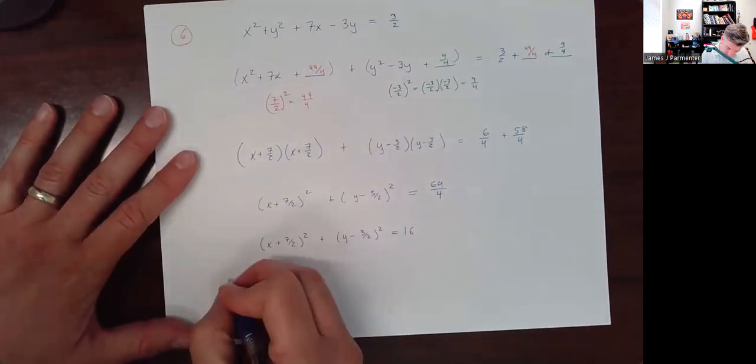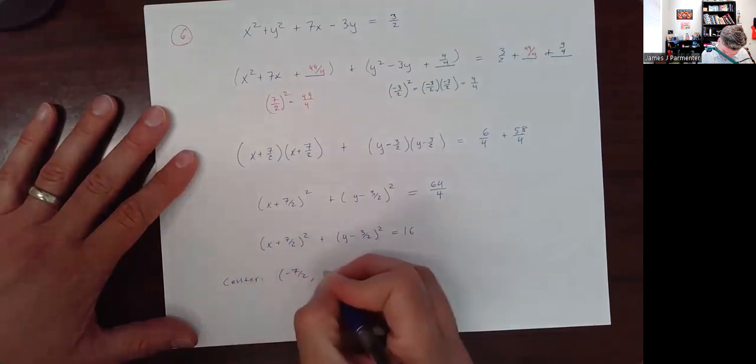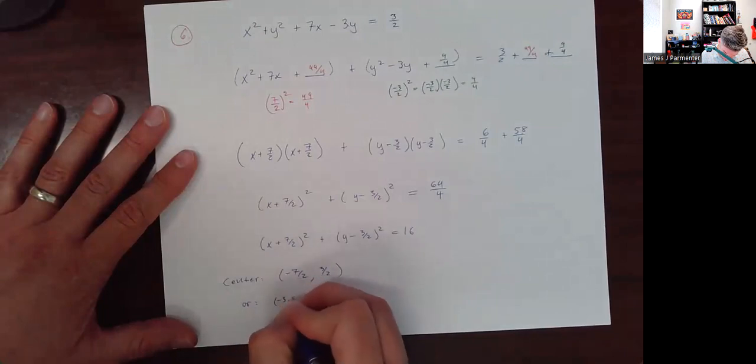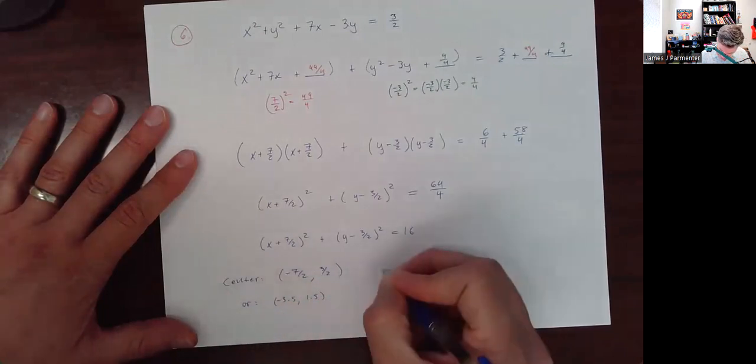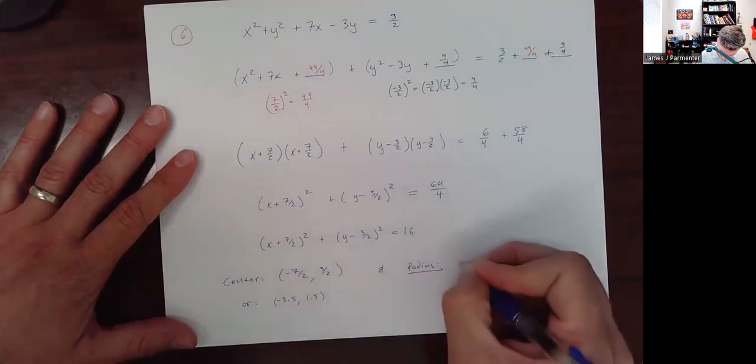And now I can say that the center of this is -7 halves, comma, positive 3 halves. Or if you prefer, you can use decimals, -3.5, comma, 1.5. And the radius is the square root of 16, which again is 4.